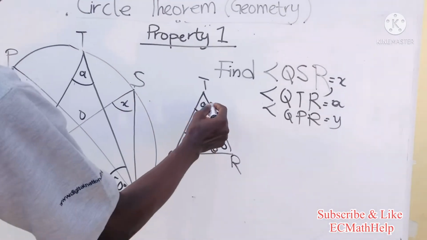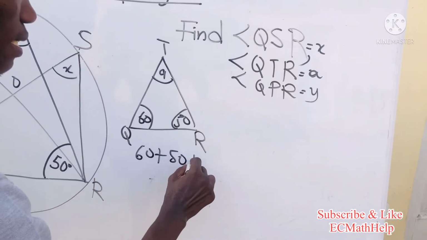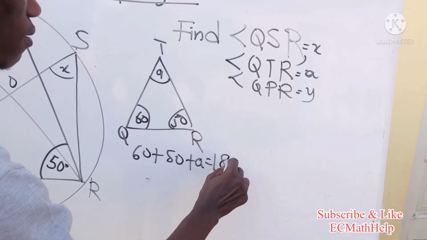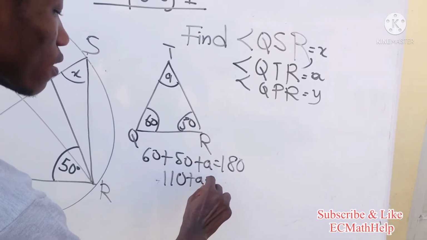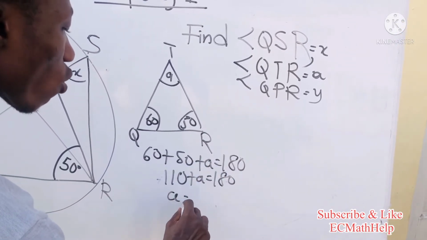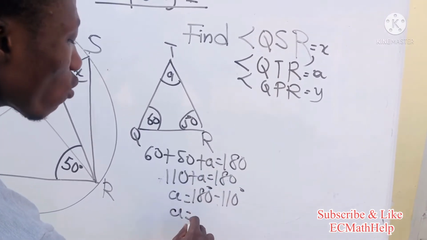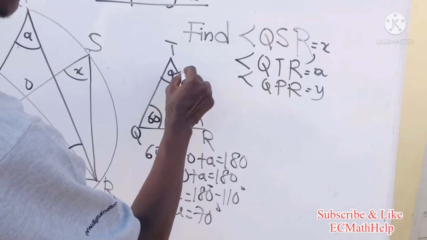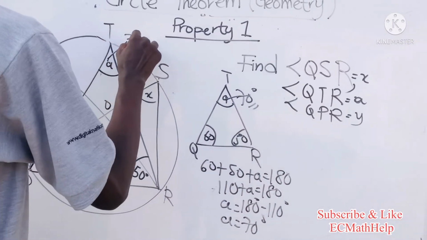We know that the sum of angles in a triangle always adds up to 180. So we have 60 plus 50, which is 110, plus A equals 180. Therefore, A equals 180 minus 110 degrees. A equals 70 degrees. So A is 70 degrees.